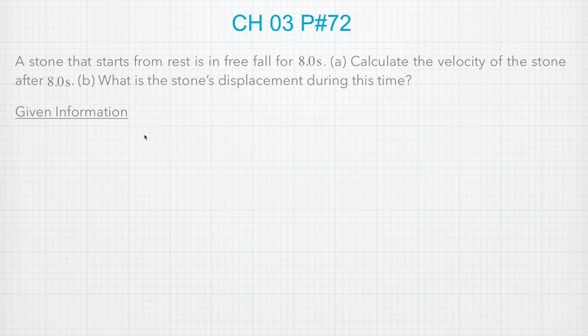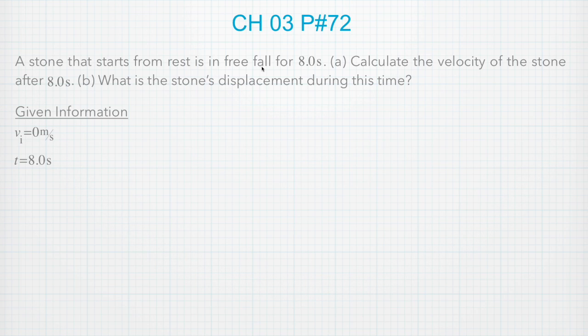What do we know here? There's only one piece of numerical information that's stated clearly, but we have some ways to figure out other information. For example, we're told that the stone starts from rest. This is a way of telling us that our initial velocity is 0. Rest means not moving. And we have our time, 8 seconds.